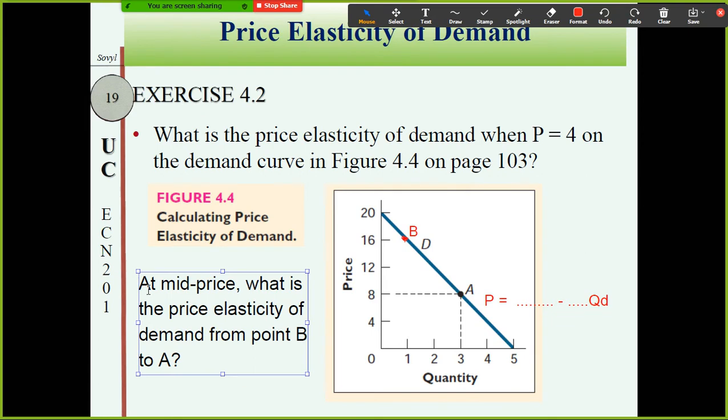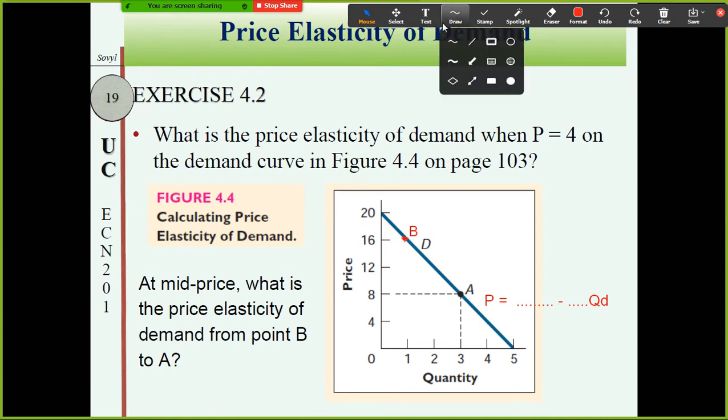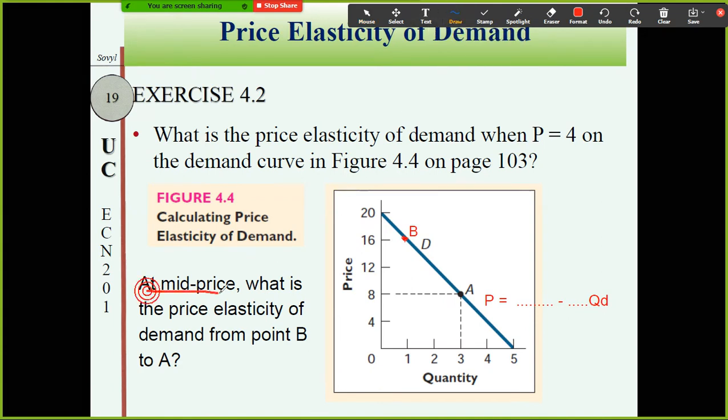Okay. For example, the other one at mid price. At mid price, what is the price elasticity of demand from B to A? At mid price, or middle price. Remember, I say M, not end in the beginning, but I say M, middle price. What is the price elasticity from B to A? From B to A, how many points?